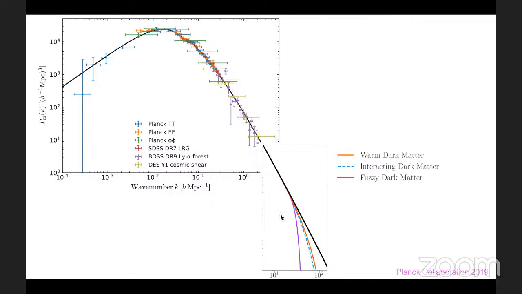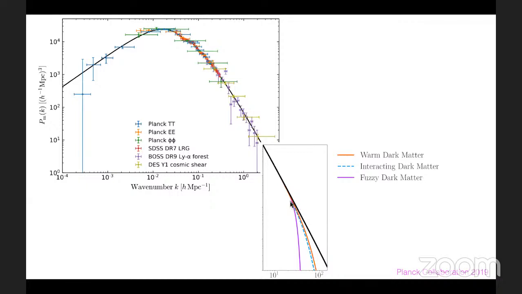And I've illustrated this in a cartoon here. So I've extended this black CDM line with some fixed cosmological parameters down to these really small scales. And I've shown three cartoon sketches for what the microphysics of dark matter can do to this function. And I'm going to talk about these in much more detail later.